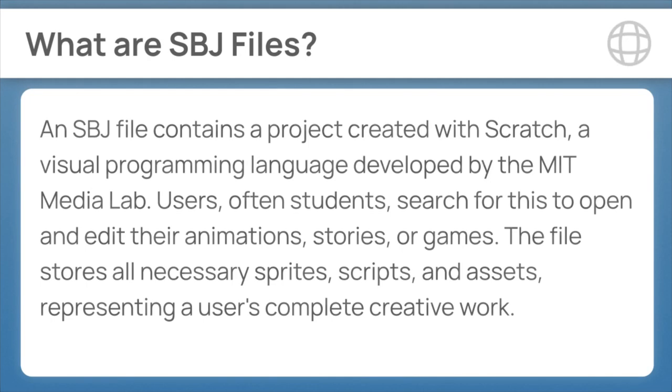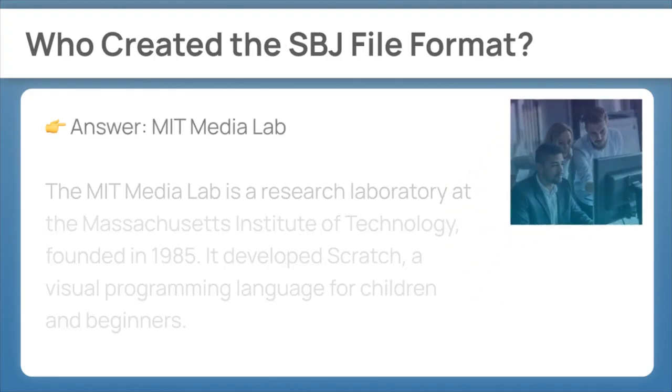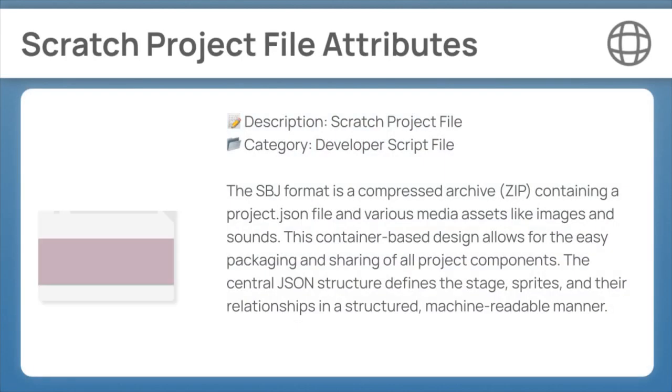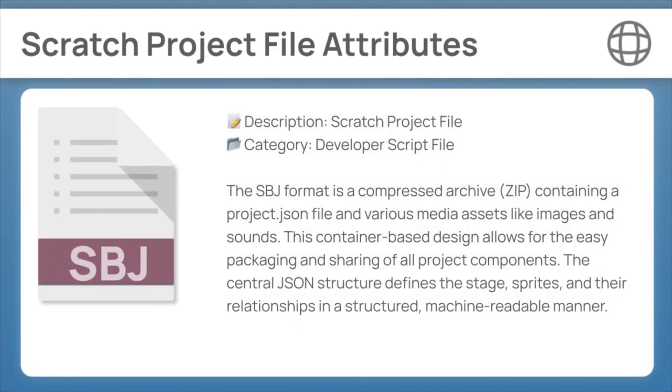Users, often students, search for this to open and edit their animations, stories, or games. The file stores all necessary sprites, scripts, and assets, representing a user's complete creative work. The SBJ format is a compressed archive, zip, containing a project.json file and various media assets like images and sounds. This container-based design allows for the easy packaging and sharing of all project components.